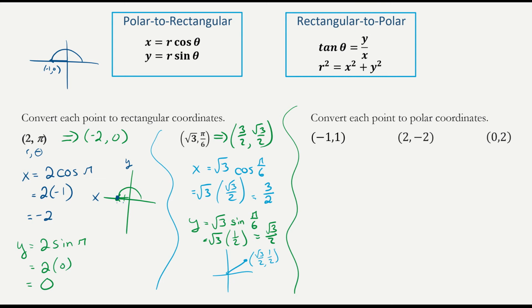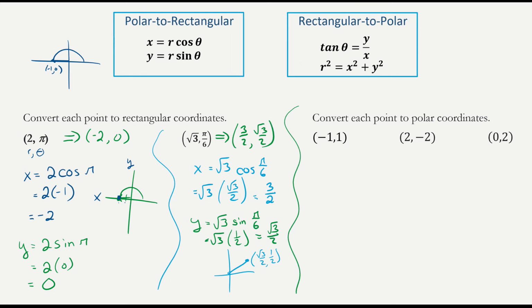It's really easy to go from polar into rectangular. It's a little bit more difficult to go from rectangular to polar, but we're going to try that out with a few points here. So -1, 1 is the point in rectangular coordinates. So first we can solve for r by doing r squared equals x squared plus y squared. So r squared equals -1 squared plus 1 squared. R squared equals 1 plus 1. R squared equals 2. So r equals the square root of 2.